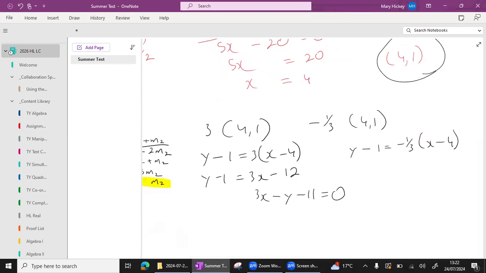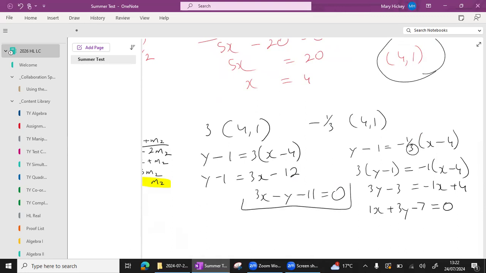Now, when we have fractional slope, the easiest thing to do is move the bottom guy over. So in other words, 3 bracket y minus 1, and I have minus 1 bracket x minus 4 here. So 3y minus 3 is equal to minus 1x plus 4. And again, bring it all together, 1x plus 3y minus 7 equals 0.